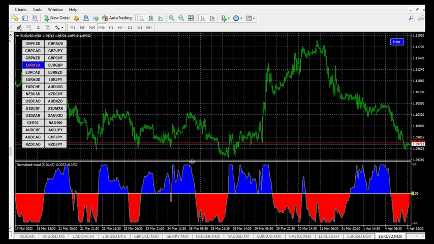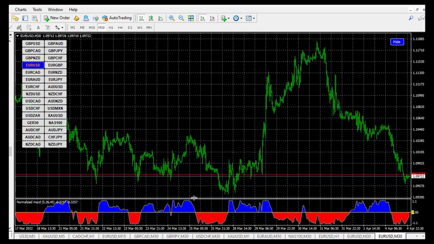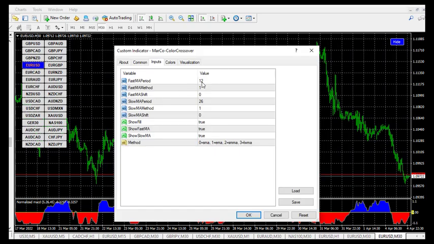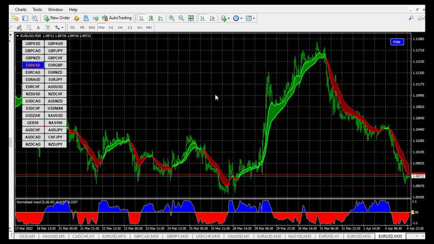And here it is on my chart right now. So I will add the last indicator that I want to use for this particular strategy today, and it's called macro crossover. Every other thing is okay, there's no need to change anything, but if you want to play with the period, you can actually do that. Just click OK, and here it is.